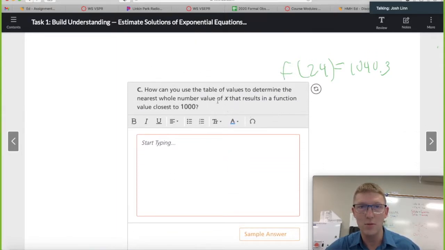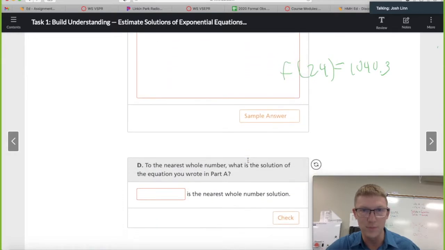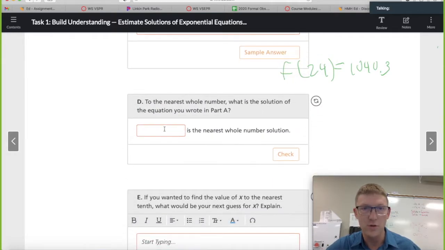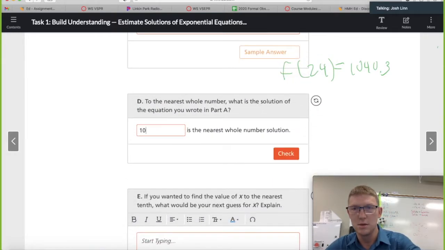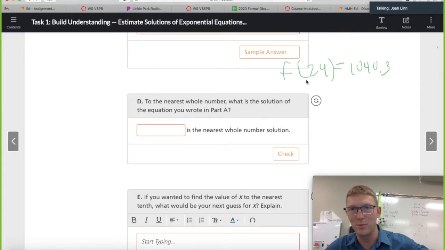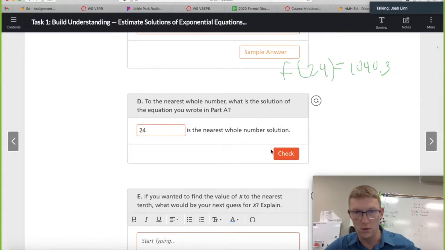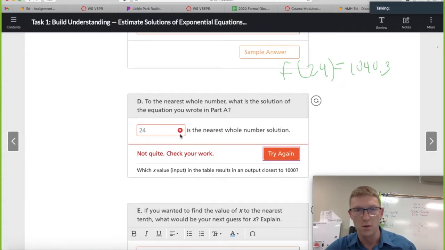How can you use a table of values to determine the nearest whole number? Look at the values and then find the nearest whole number. The nearest whole number to the solution is... I was going to put in that number, 24. Okay, they want 23 then.